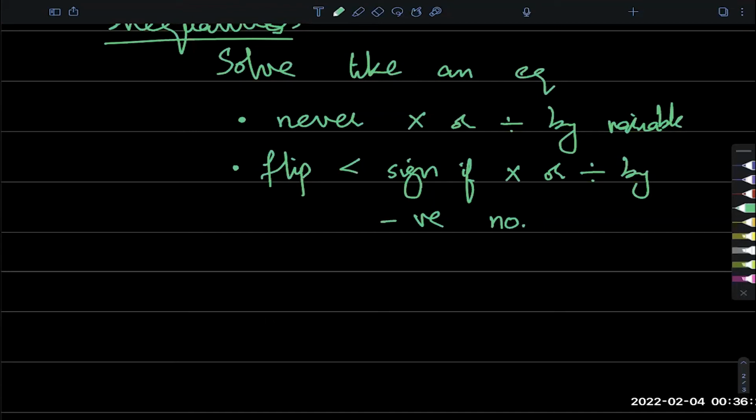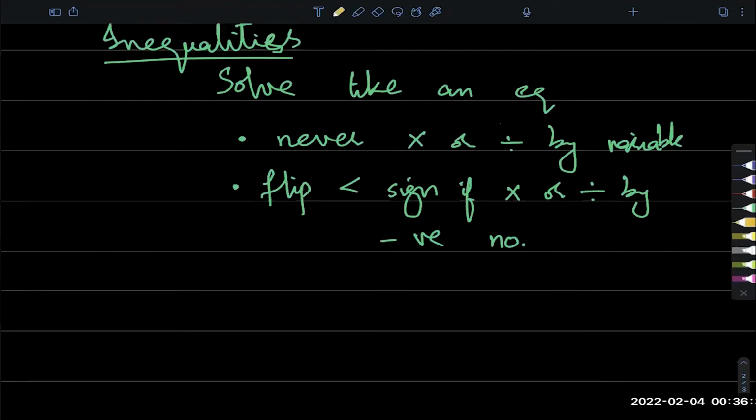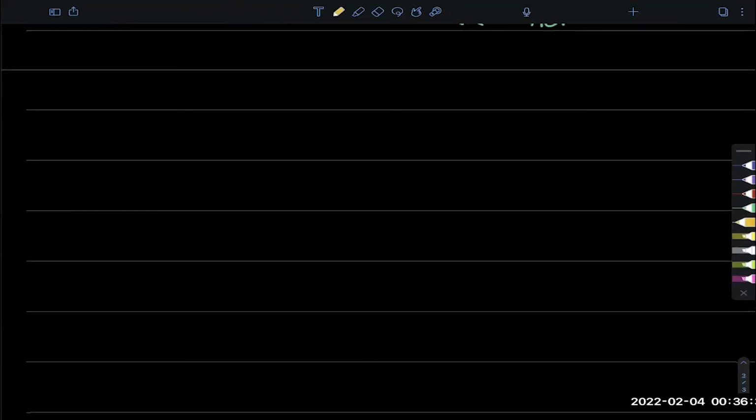Sir, I'd like to practice this. I don't think my inequalities are that strong. Okay, so we're going to solve a few questions. Just be mindful of these two rules. So let's start with a simple one.